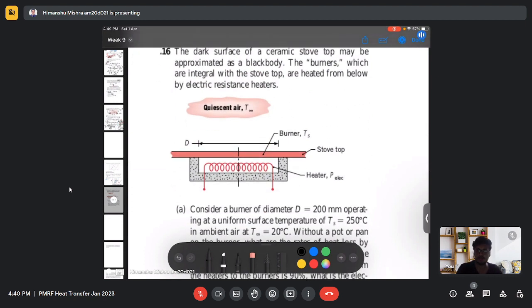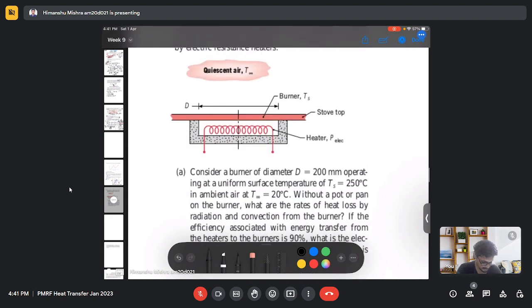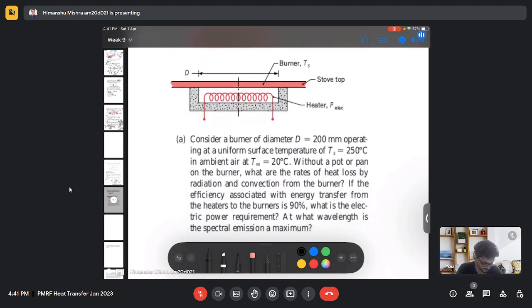In this question, a dark surface of a ceramic stove top may be approximated as a black body. The burners which are integral with the stove top are heated from below by an electric resistor heater. Consider a burner of diameter D 200 mm operating at a uniform surface temperature of 250 degrees Celsius in ambient air at 20 degrees Celsius. Without a pot or pan on the burner, what are the rates of heat loss by radiation and convection from the burner?